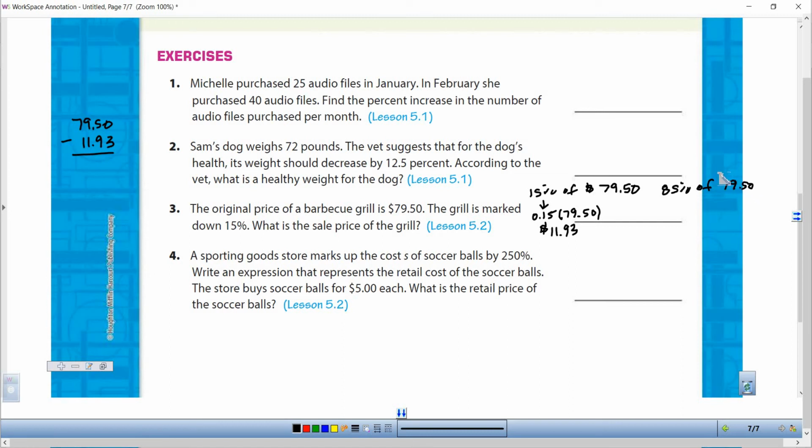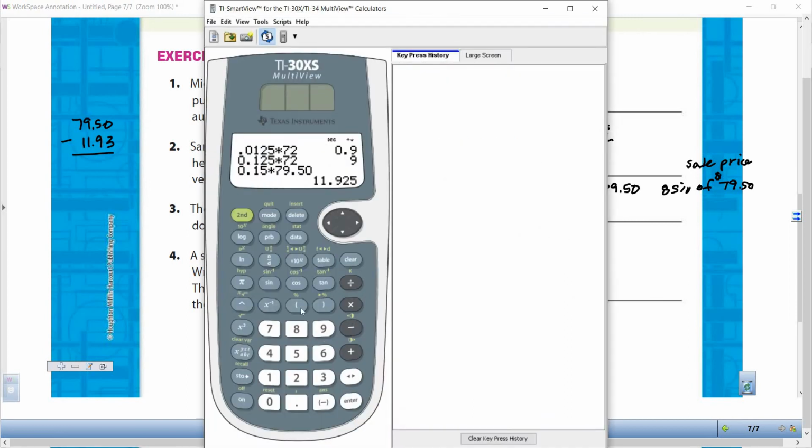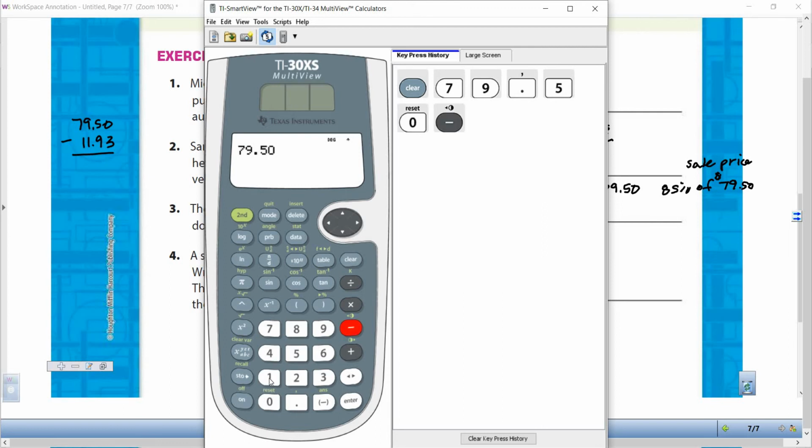Because if I had done that, what am I doing? 100%, right? 100 minus 15 is 85. So that would have given me the sale price directly. Instead, what I found was the discount, which is okay. There's nothing wrong with this method, except it's just an extra step. So now I got to do $79.50, that was the original price, minus $11.93, that is 15% that I'm saving. And when I do that, I get 67.57.